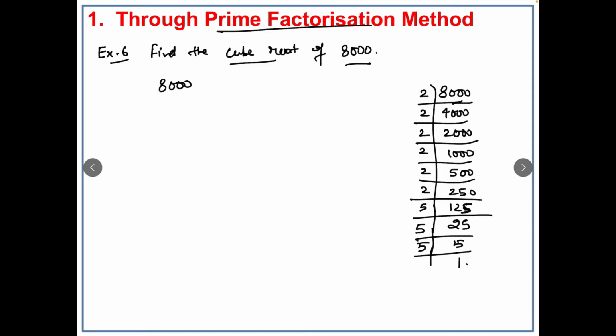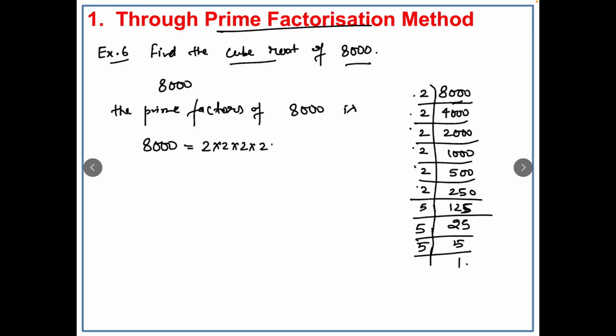Okay, so write the prime factors of 8000. Write the number first, 8000, and then write its prime factors. We have 6 times 2, so write 2 into 2 into 2 into 2 into 2 into 2. After that we have 3 times 5, so write 5 into 5 into 5. So these are the prime factors of 8000.